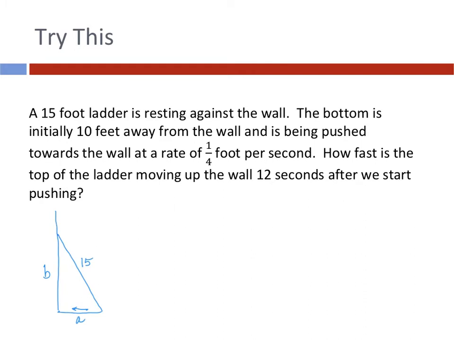All right, so let's talk about what we know now. We know that the ladder is being moved toward the wall at a rate of 1/4 foot per second. And so A is changing, isn't it? We can write that mathematically as dA over dt equals. Now, notice that A is decreasing. It's getting shorter in length, so we actually have to give it a negative value, right? It's negative 1/4. It's decreasing.